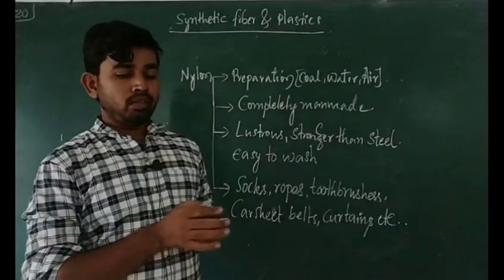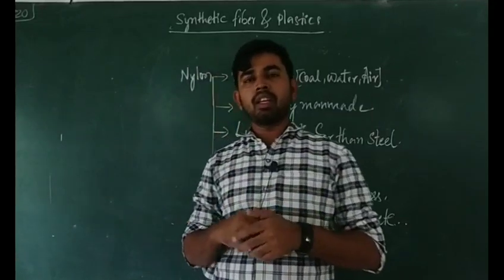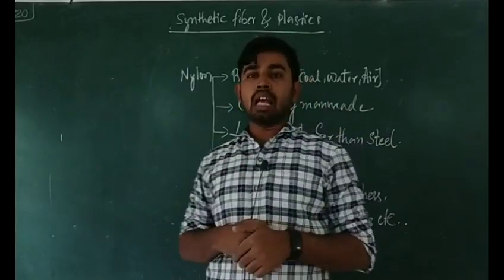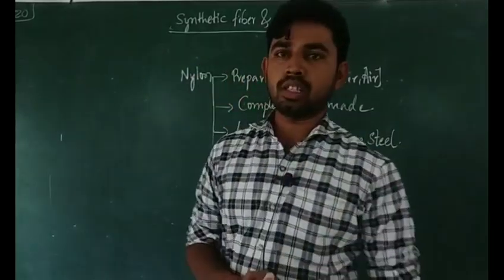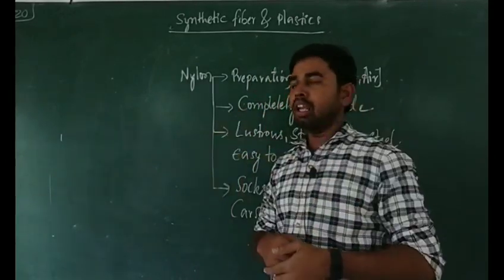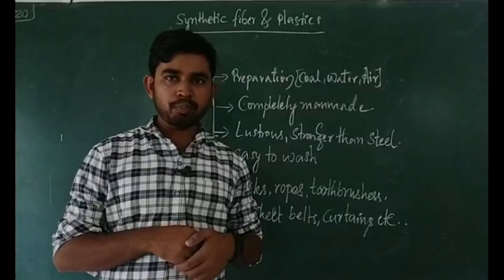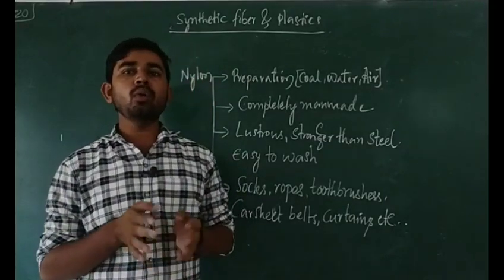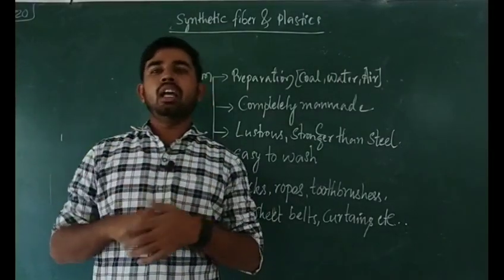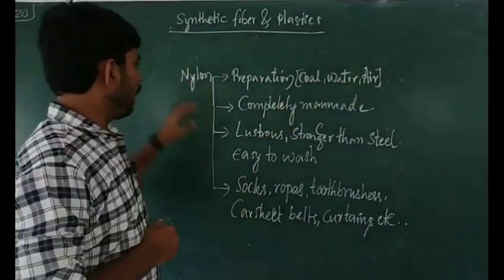Remember, in the first case, in the rayon, we prepared it with some raw material from nature and some chemicals from the lab. In terms of nylon, without using any natural resources, I mean without taking any raw material from the plant or animal, we can prepare the nylon. Nylon was prepared in 1931, by using coal, water and air.